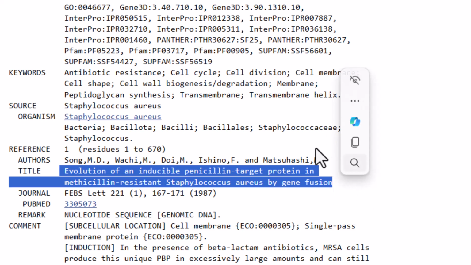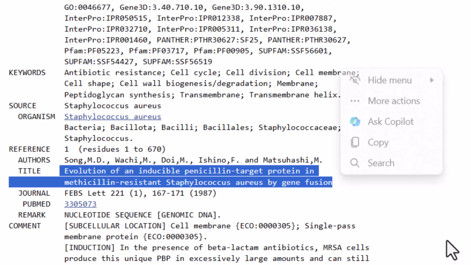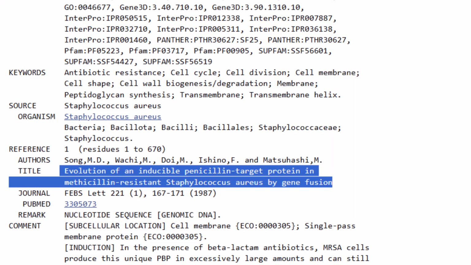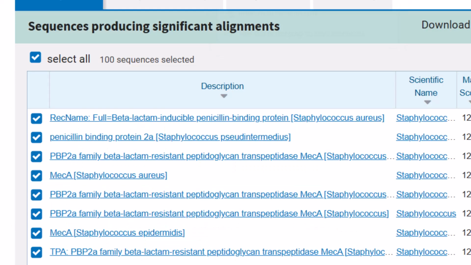So this gene, this sequence that we were looking at, is actually causing Staph aureus to be resistant to methicillin, an antibiotic, because the gene, which is now a protein, binds to the antibiotic and causes it to be resistant. So again, lots of detective work here, but it's a lot of fun. And again, we solved another puzzle.